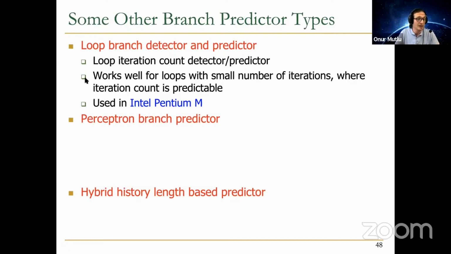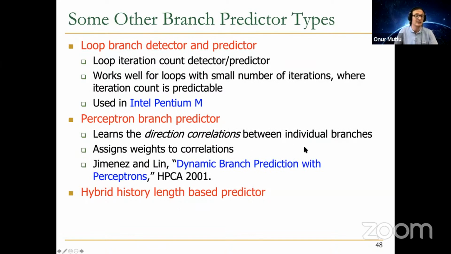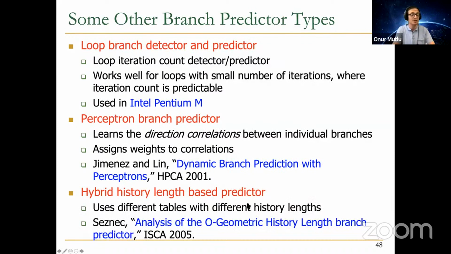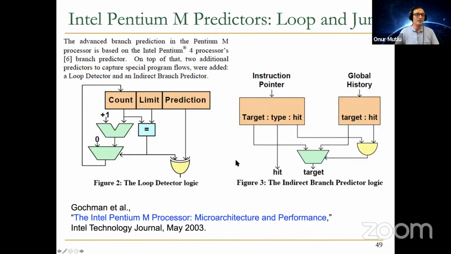I'm going to introduce two other branch predictors that have really, in a sense, revolutionized the thinking in branch prediction and affected real hardware more recently. Perceptron branch predictor: basically, the idea is to learn the direction correlations between individual branches using a very simple machine learning technique and assign weights to correlations. And then I'm going to introduce a hybrid history length branch predictor that tries to use different lengths of histories to capture different types of correlations between branches. All of these three ideas are actually used in real machines today, as we will discuss. Okay, so this is an example of Intel Pentium predictors.